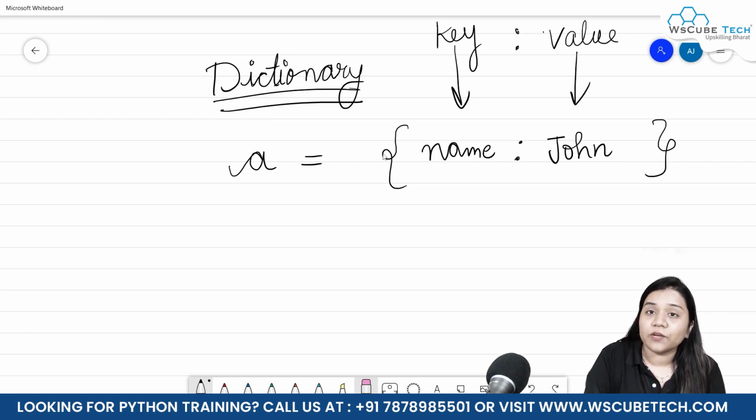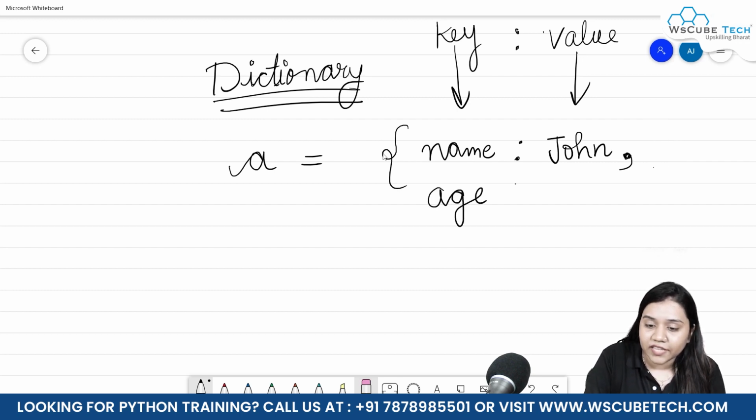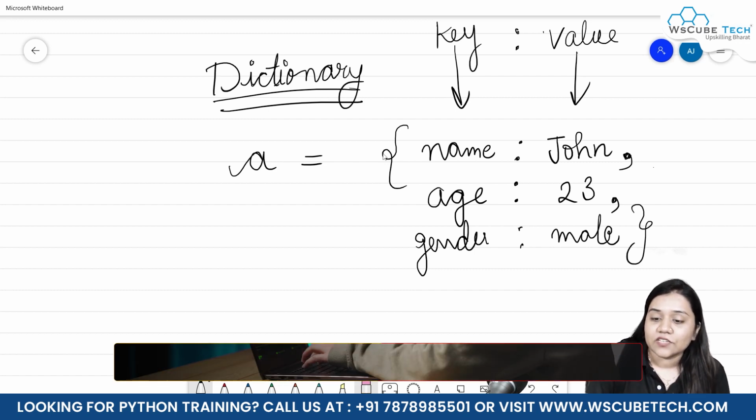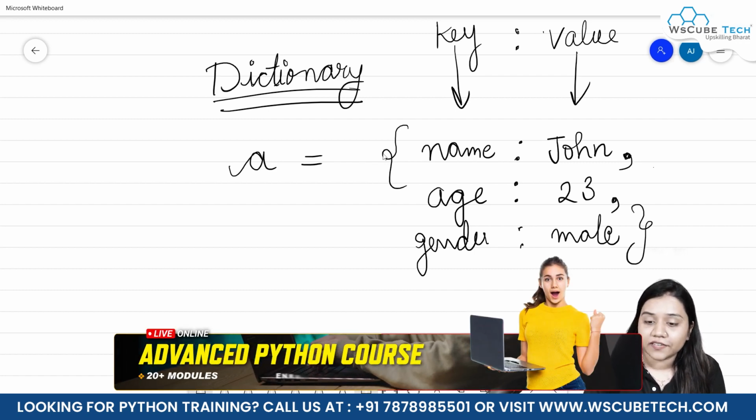What if I want to write more keys and values? All I need to do is put a comma and provide the next key-value pair. So let's say I'll write age. The age of John is 23. If I want another key-value pair, let's say gender. The gender of John is male. And here I will close my curly brackets. So this is how a dictionary is written.